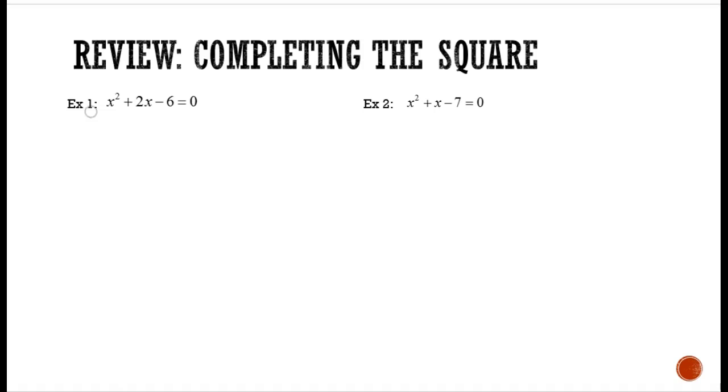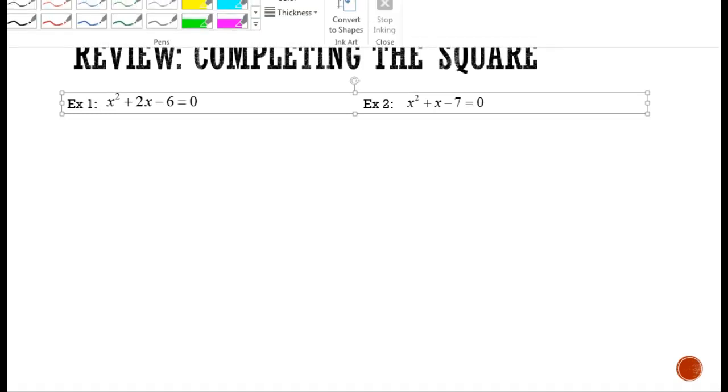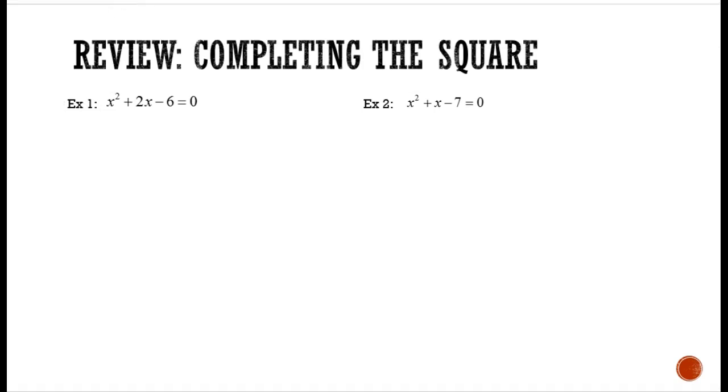So in example 1, if I need to complete the square, I'm going to first move my constant over. So I'm going to add 6 to both sides. And then I'm going to leave my 2x there, and I'm going to take half of my middle term and square it. So half of 2 is 1, square it, and I'm going to add 1. But what I do to that, I have to add over here. So now all of this is x plus 1 squared, and it equals 7.